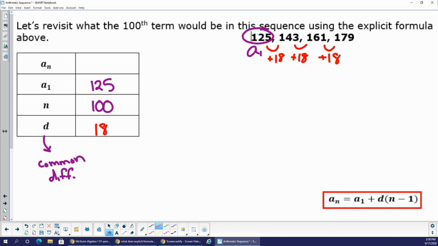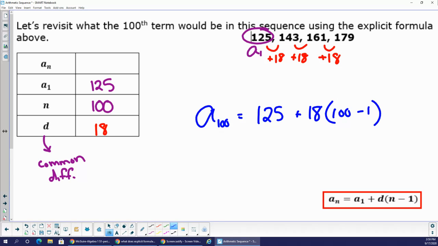All right, so I'm going to plug all this stuff in, and then I'm going to figure out what is my 100th term. So let's come down here. I'm looking for my 100th term. All right, I know my first term. I'm using this formula down here. A sub 1 is 125. My common difference is 18. The term I'm looking for is the 100th term, and this is always going to be n minus 1.